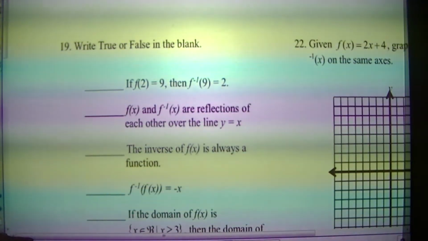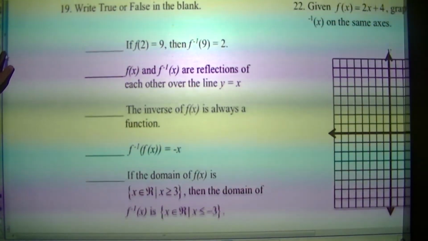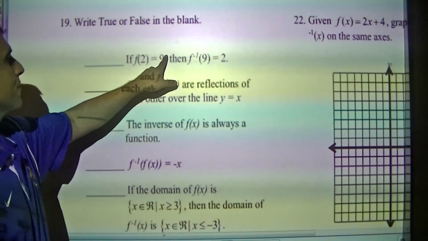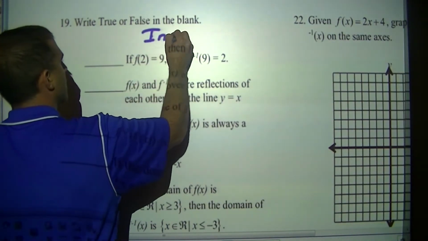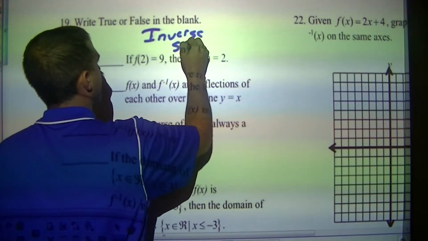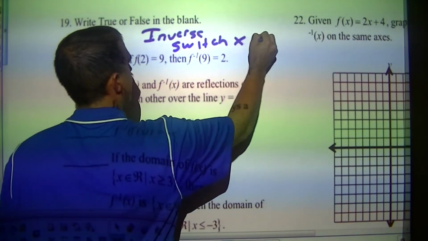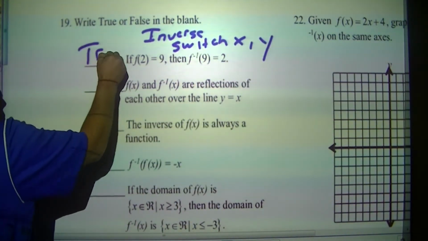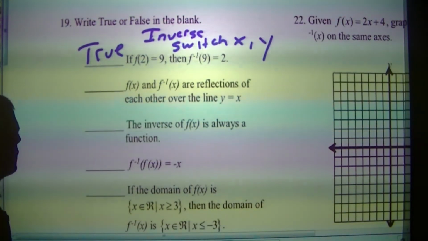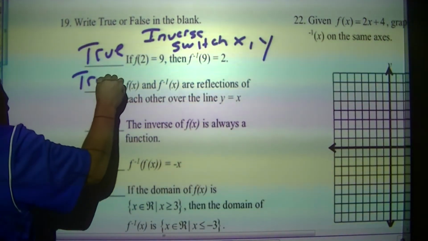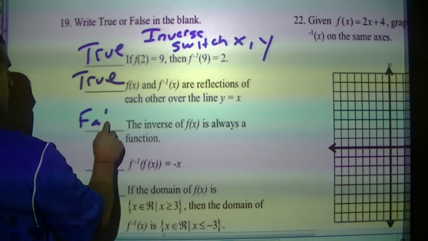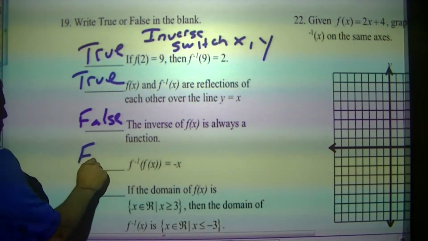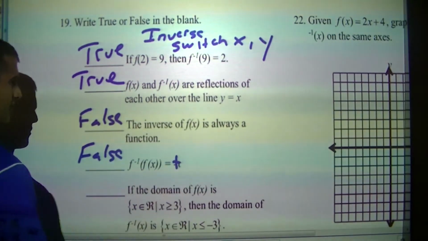All right, which ones are true and false? When you go from one to the other, inverse is basically switching x and y, so that's true. It's a reflection, yes, that's true. Inverse is always a function, that's going to be false. This is false. This should equal positive x, okay?